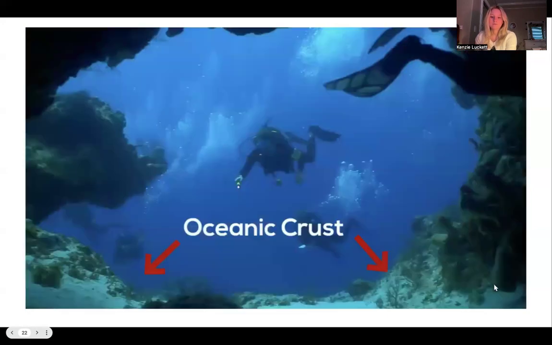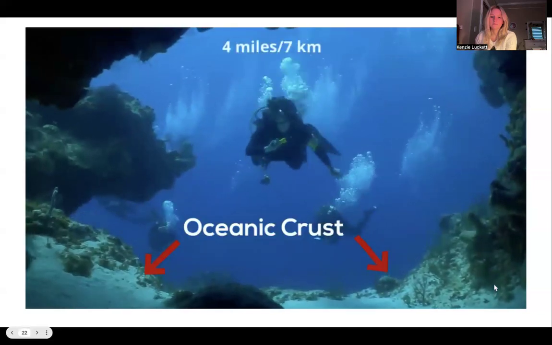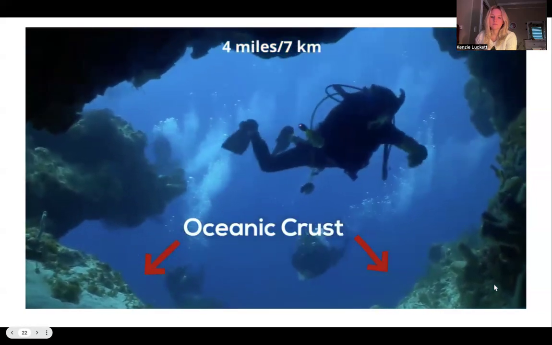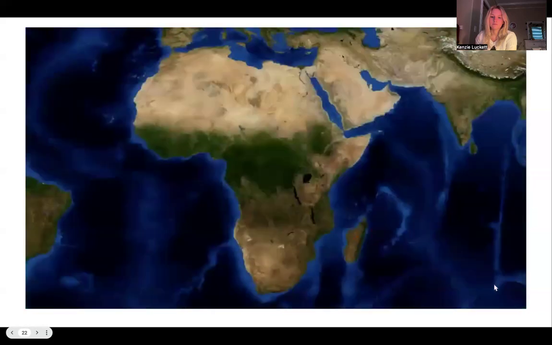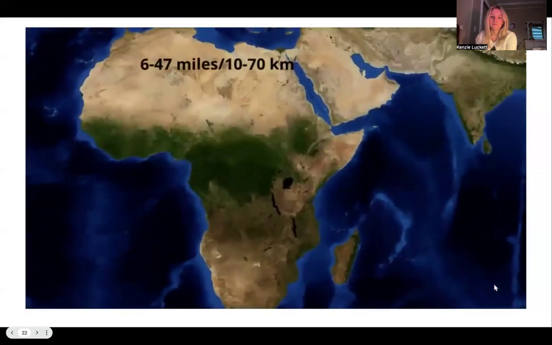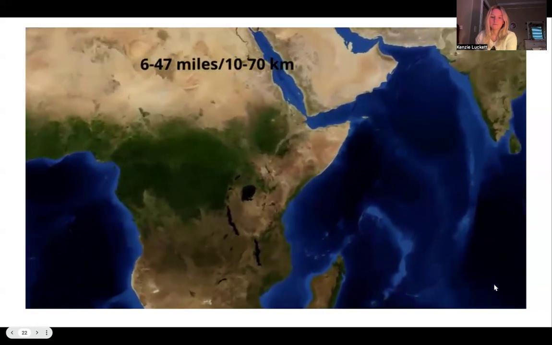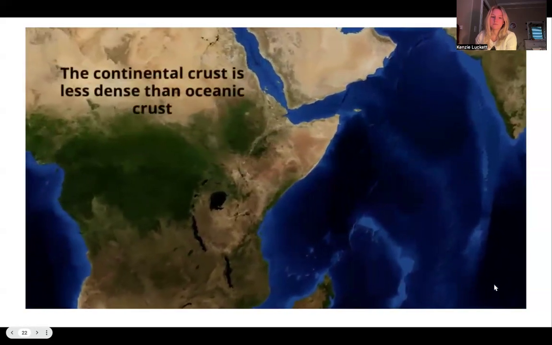Oceanic crust lies under the ocean and is thin and is approximately 4 miles or 7 kilometers in thickness, and it's composed of dense rocks, including basalt. Continental crust is thicker and ranges from 6 to 47 miles or 10 to 75 kilometers in thickness, and it has a high abundance of less dense igneous rock like granite.